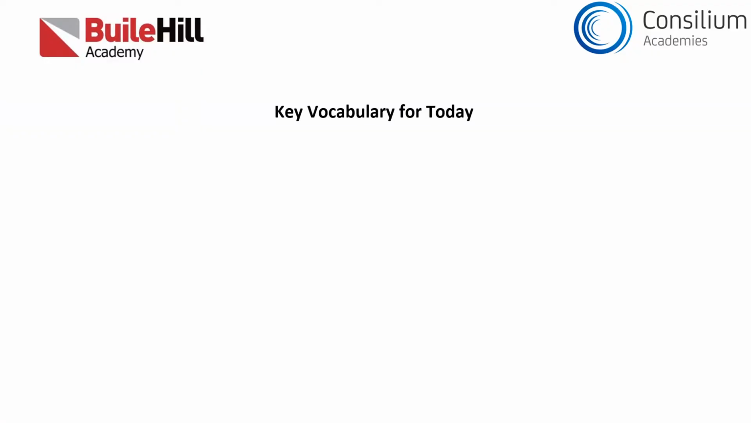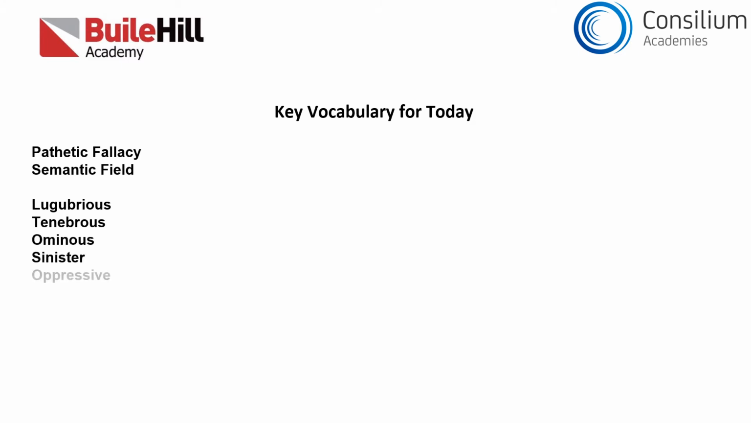So key vocabulary, a few things that you need to either familiarize yourself with, or you may know already and you're refreshing. Pathetic fallacy, semantic fields, we're going to have definitions of these in a moment, and I'll give you that. And I want to introduce you to some new words. To me, writing, language, English is all about words, new words. Have a look at these, some of my favorite words, and all of these in a semantic field of darkness and a sense of suffering. So lugubrious, tenebrous, ominous, sinister, and oppressive. I'll give you definitions for those in a moment.